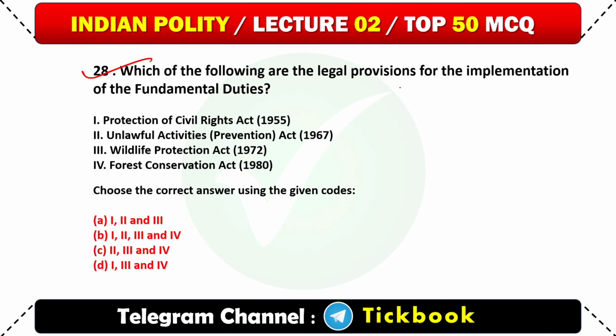28. Which one of the following are the legal provisions for the implementation of the fundamental duties? Number 1, Protection of Civil Rights Act 1955, Unlawful Activities Prevention Act 1967, Wildlife Protection Act 1972, Forest Conservation Act 1980. So the correct answer is in the given codes. Which of the following are legal provisions for the implementation of the fundamental duties? Legal provisions. Option number B is the right answer. 1, 2, 3 and 4. All of the above is the correct.